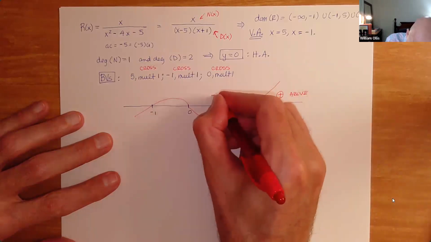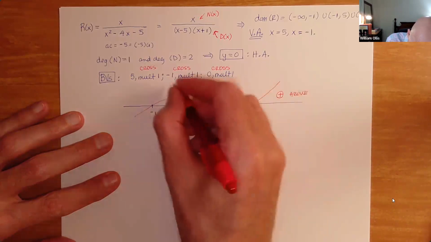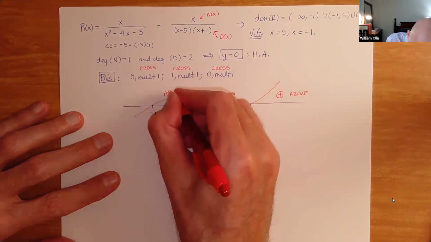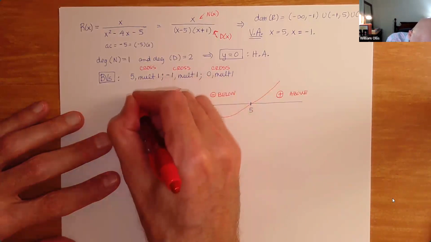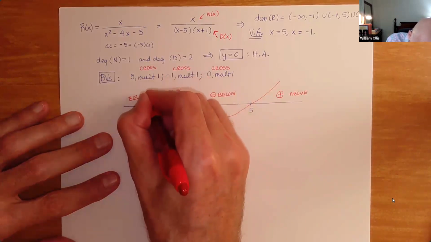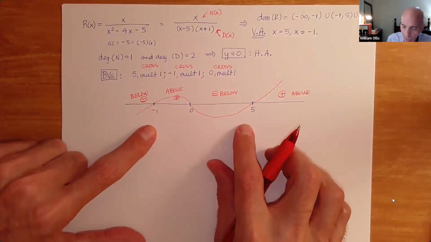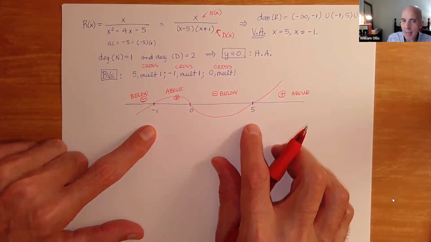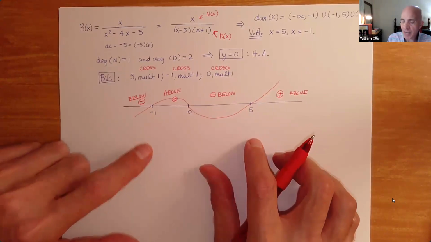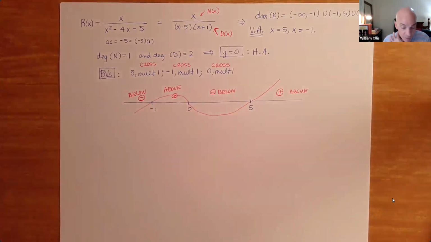So we have above, we have below, we have above, so plus, and then we have below. So the idea here is that we know how to affix the plus or minus to the infinity, and we know how the interaction is at the zeros, and there's only one. We just have to cross.